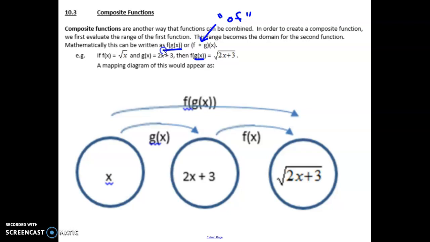So, for example here, if you have f is root x and g is 2x plus 3, then we're going to find f of g of x. What that means is I'm going to insert the g of x into the f of x, because g of x is my inner function. I'm going to take that and put it into my outer function. So if I put g of x into f of x, we end up with the square root of 2x plus 3. Again, you're putting your inner function into your outer function.